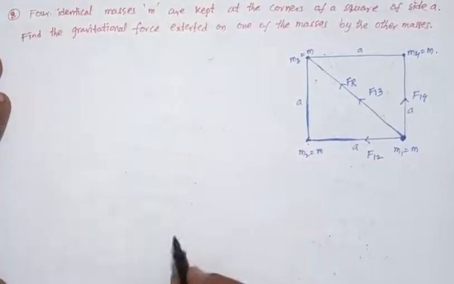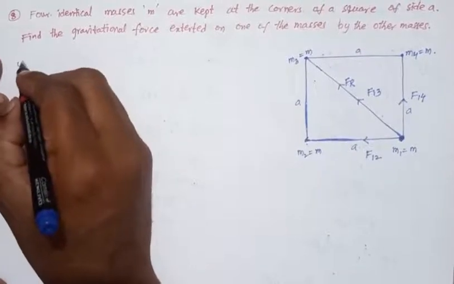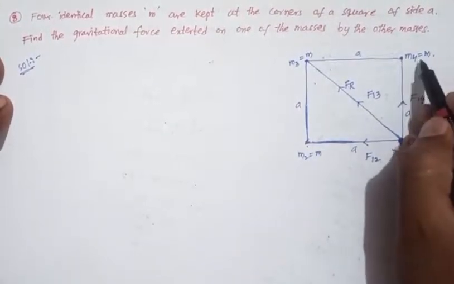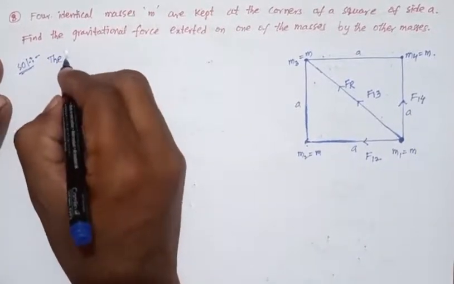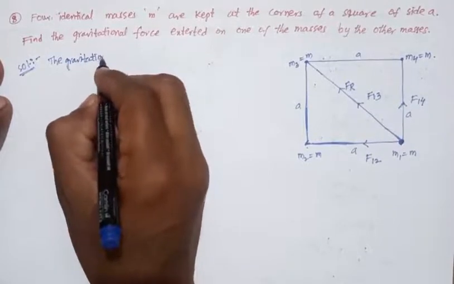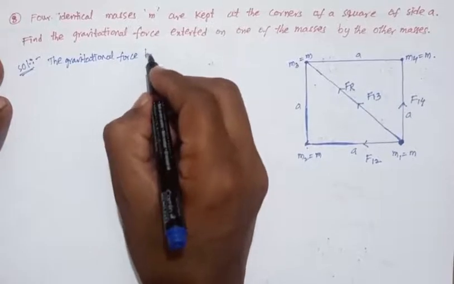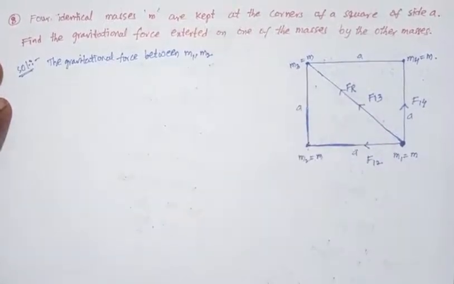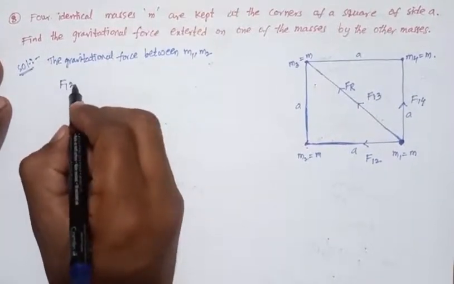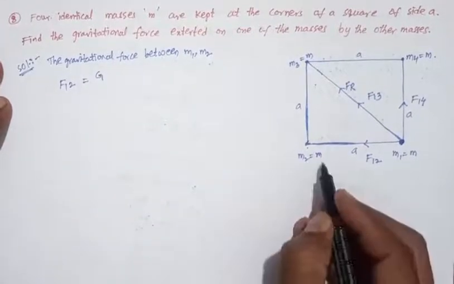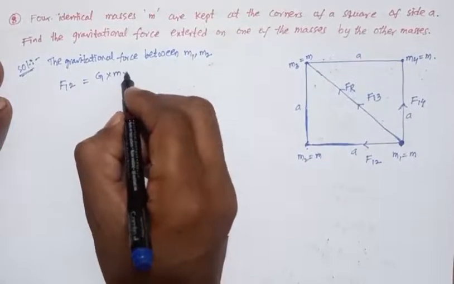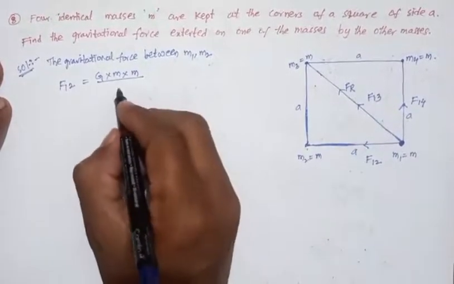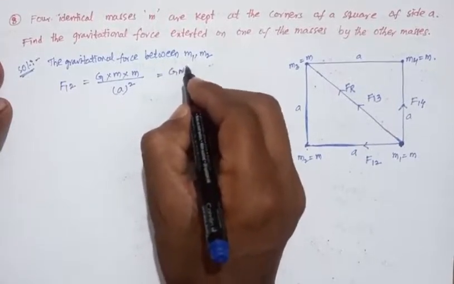So first of all, the solution. The gravitational force between the first mass and the second mass, between m1 and m2, that is F12 equals capital G, m1 equals small m, m2 equals small m, divided by the distance, which is A squared. So equals G m square by a square.